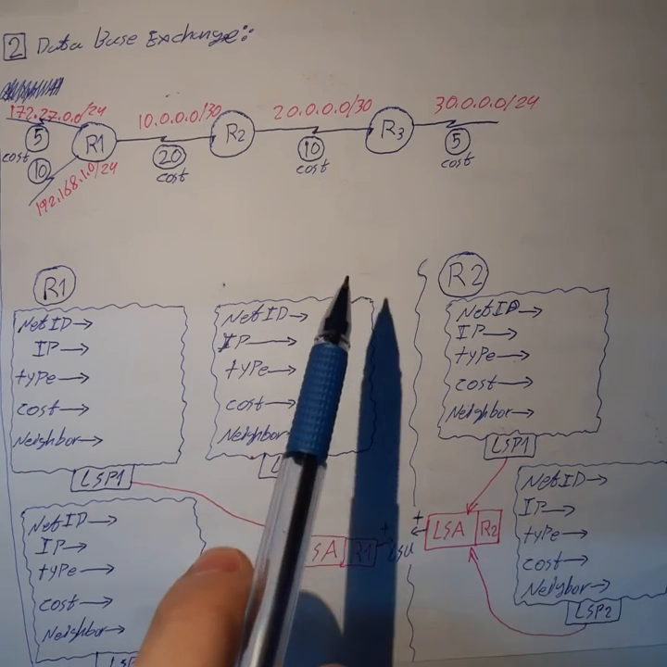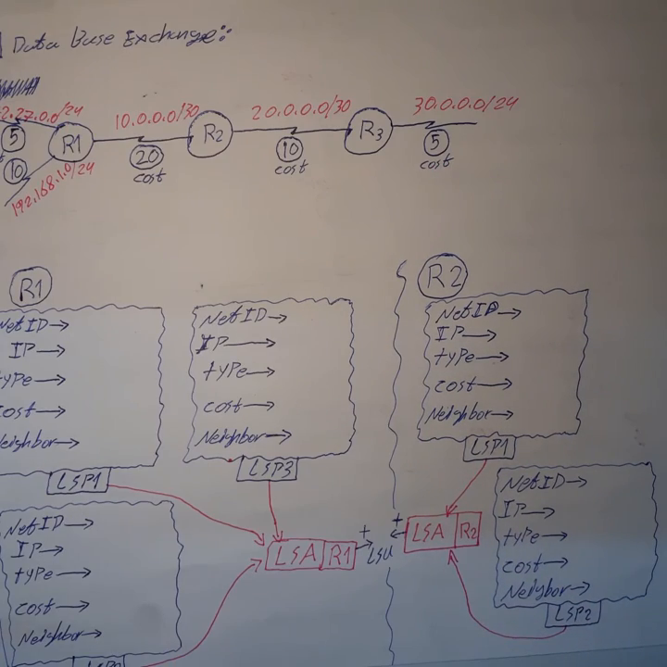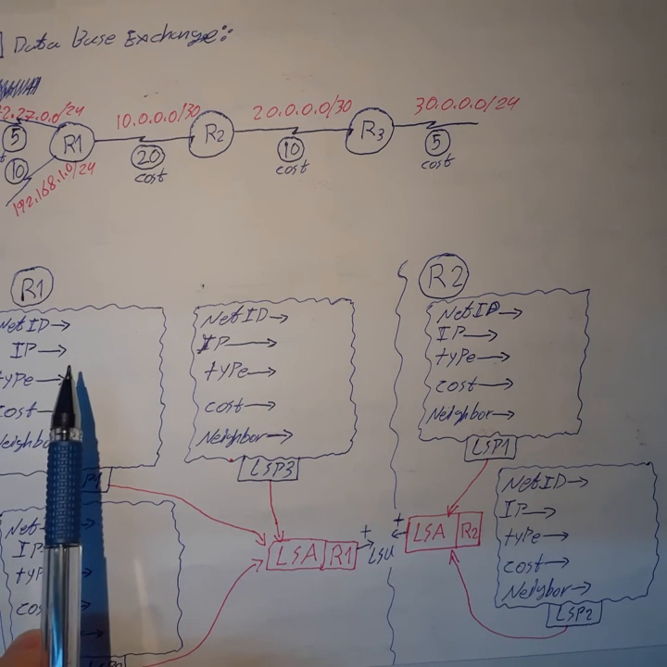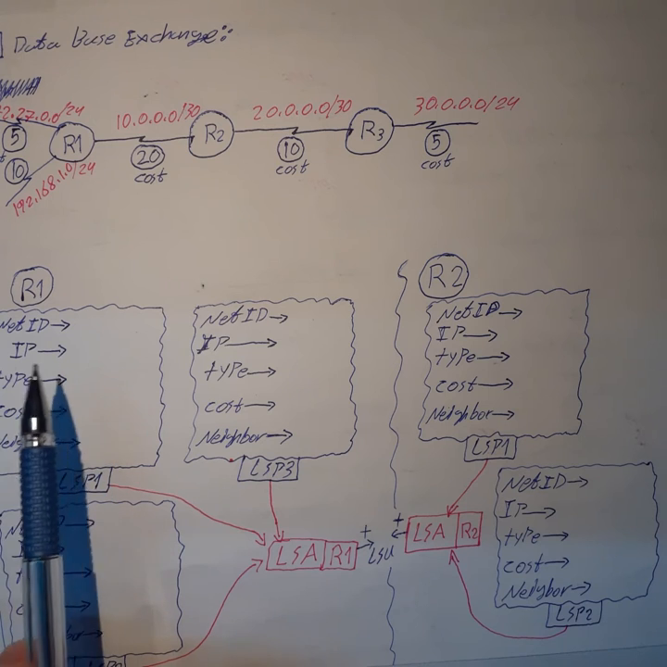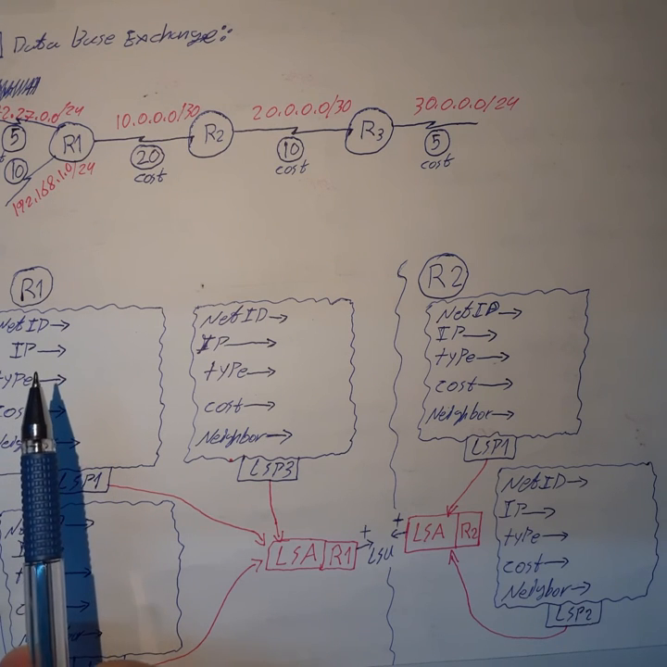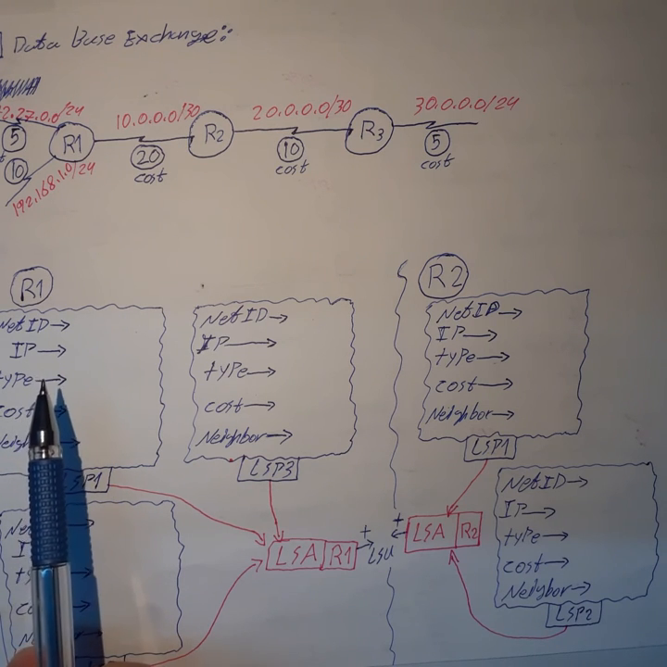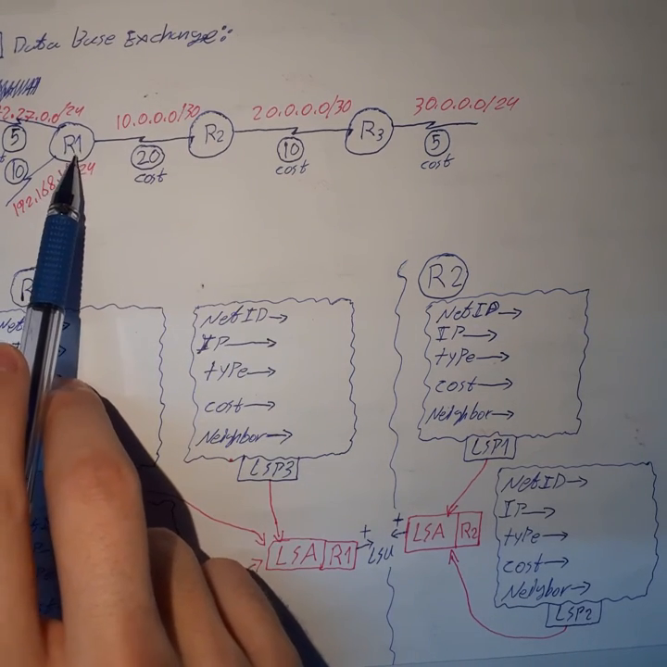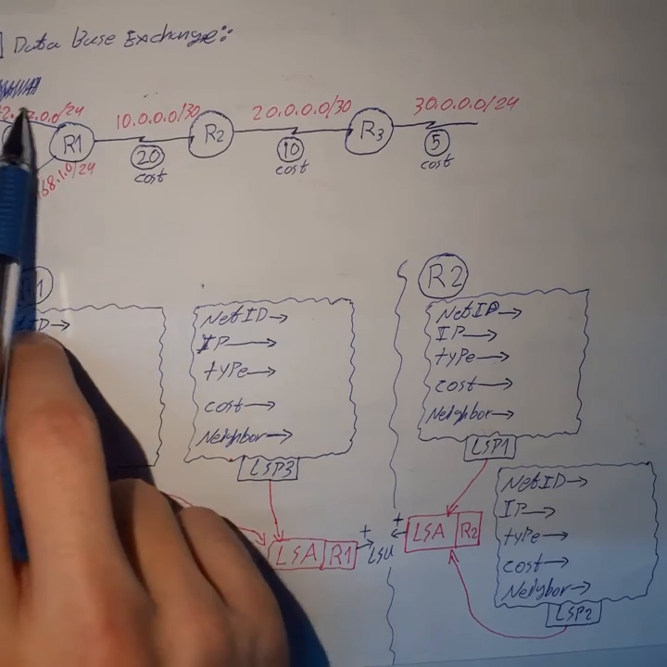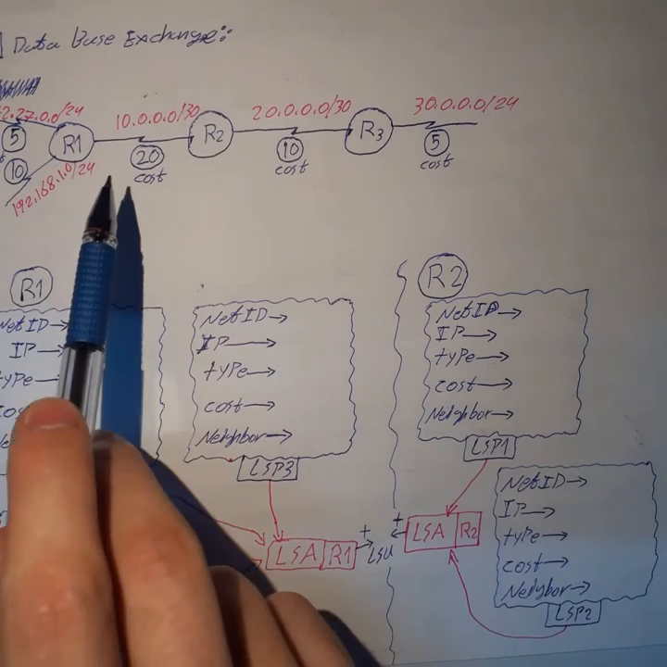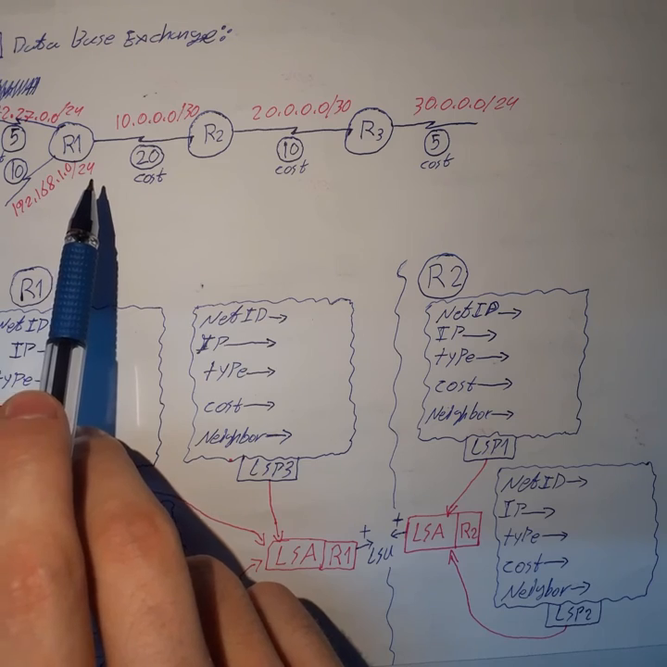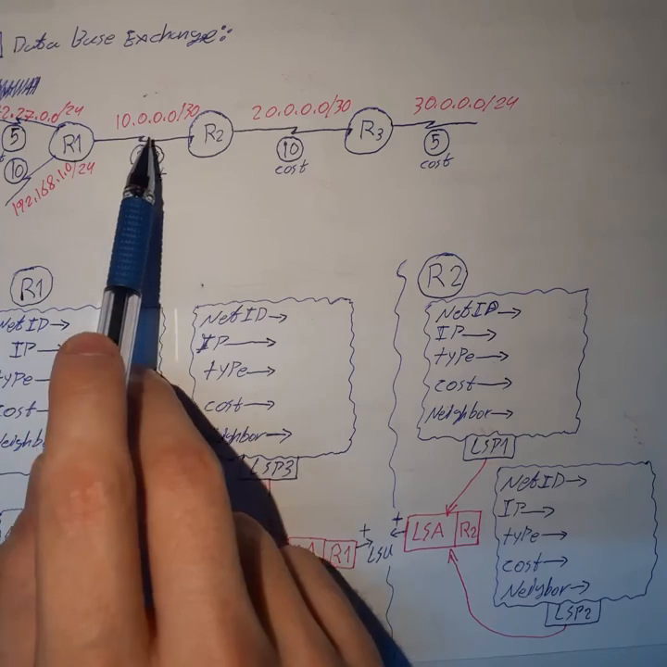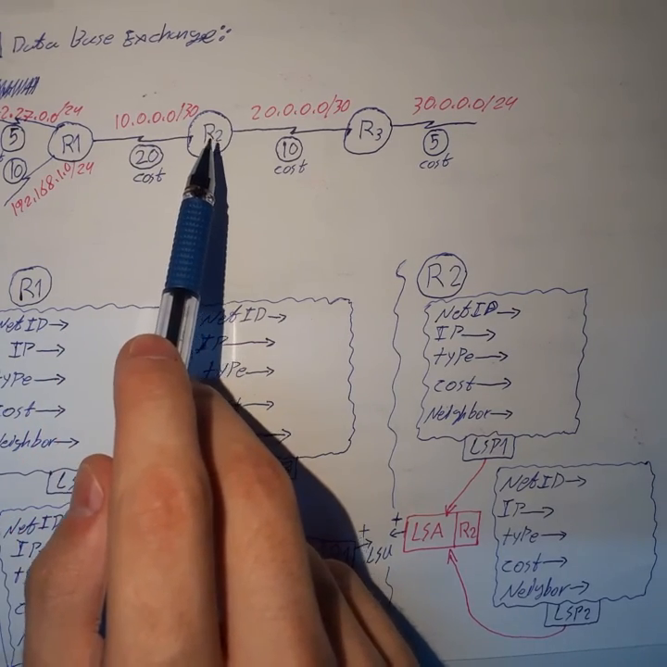Let's see how that's happened. Now, every router will create an LSP, link state packet, for itself that has information for the links connected to the router. So, R1 here, how many links does it have? 1, 2, 3. So it will create 3 LSPs. Router 2 has 2 wires connected, those are serials. It will create 2 LSPs.